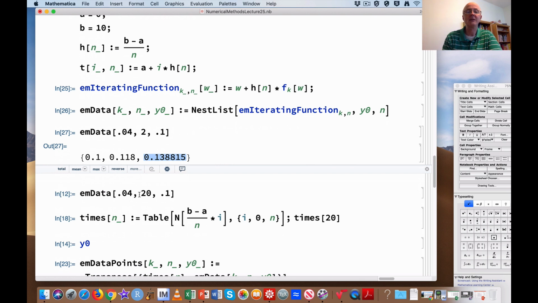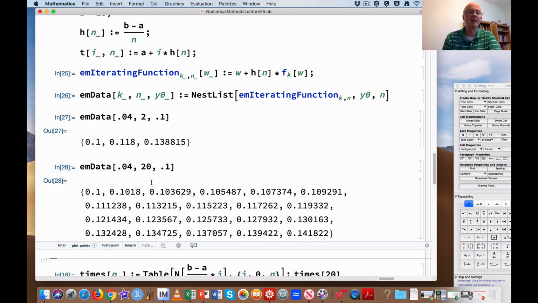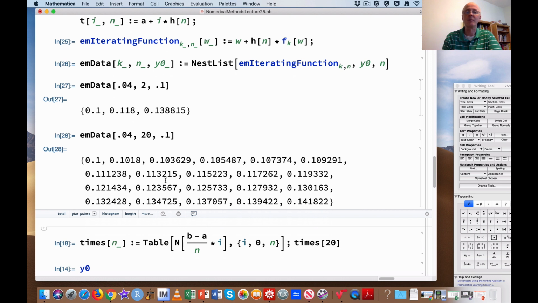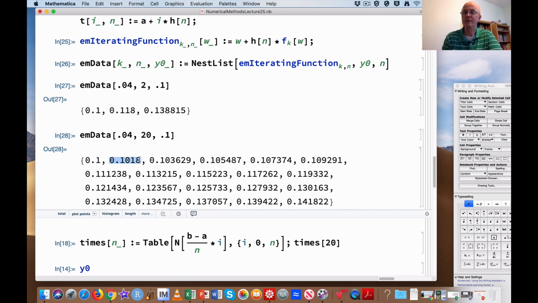If I move up to the case where n is 20, so that h would be 0.5, then I'm going to get a lot more data points here. I get these data. This represents now 20 steps in Euler's method. This is W0, this is W1. This is now approximating the solution value at t equals 0.5.